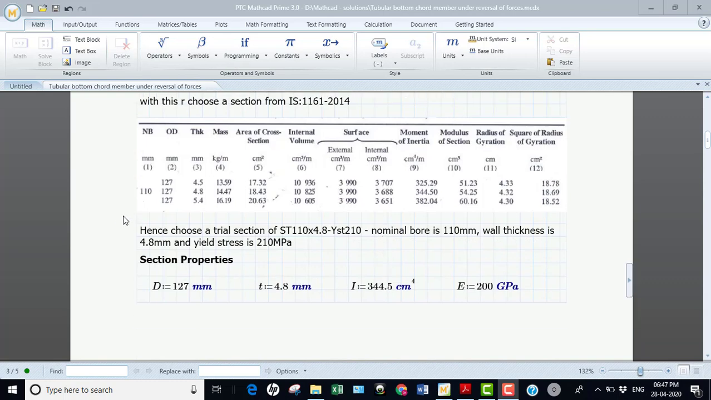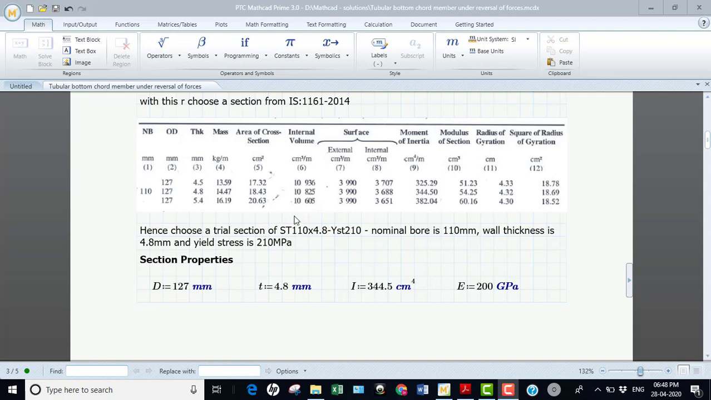section of 110 size, where 110 represents the nominal bore, that is the internal diameter of the tube. The 127 is the outside diameter of the tube. Here there are three classes based upon the wall thickness: light class, medium class and heavy class. Since the problem advises us to go for medium class, the thickness of the pipe is 4.8, and the other details are to be taken for this medium class.